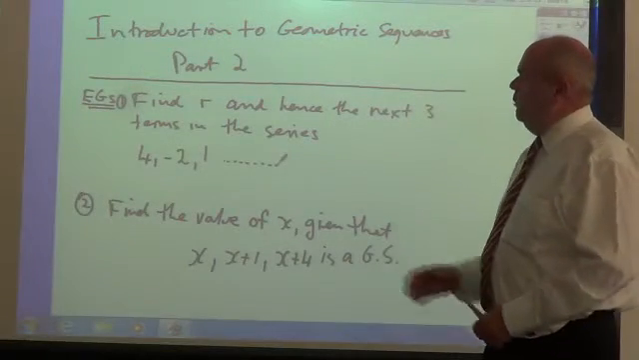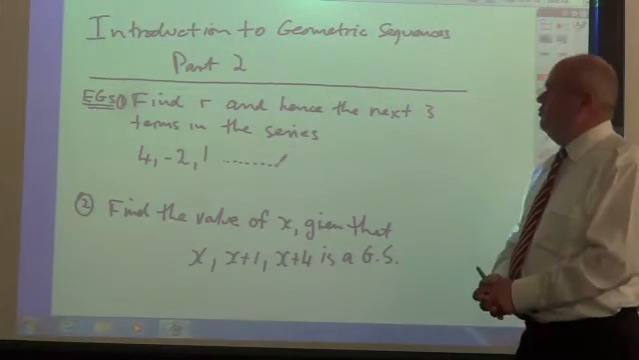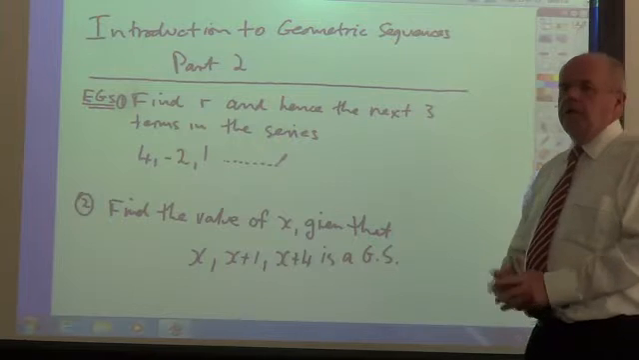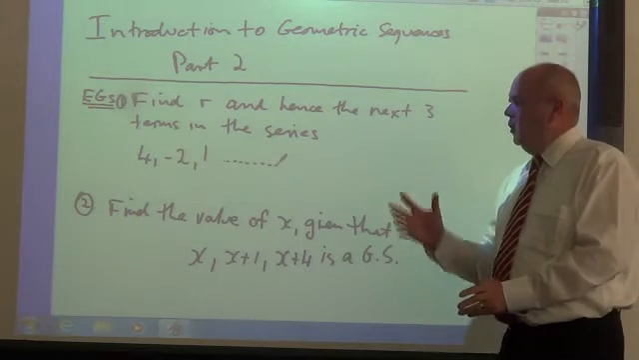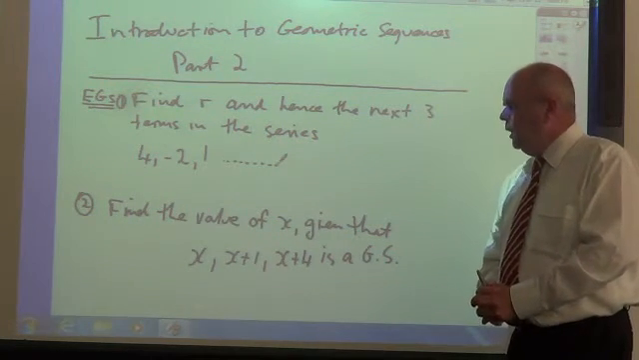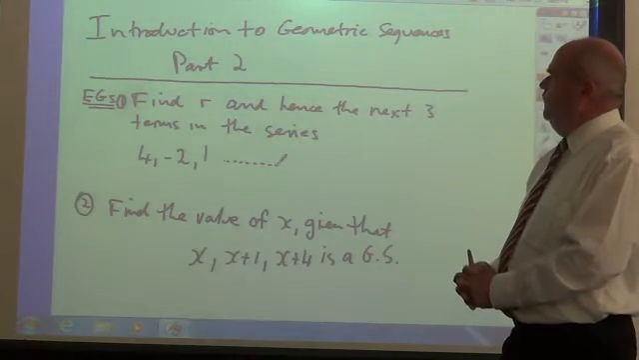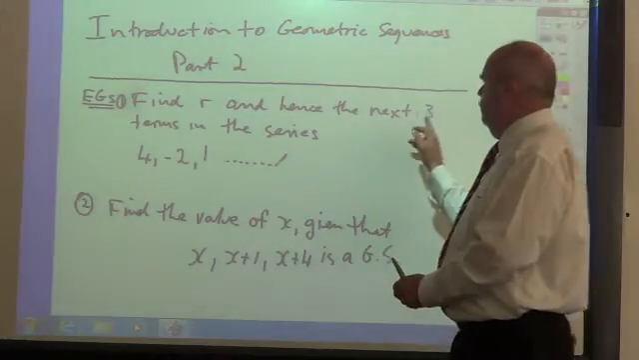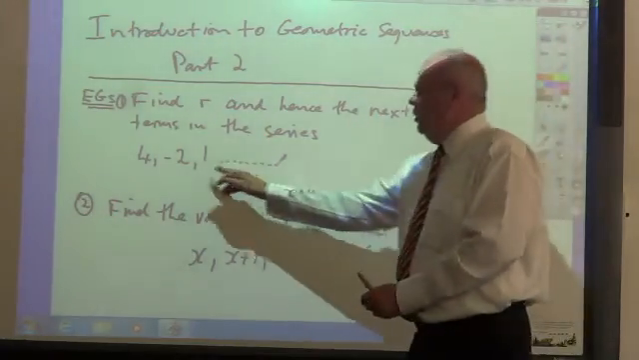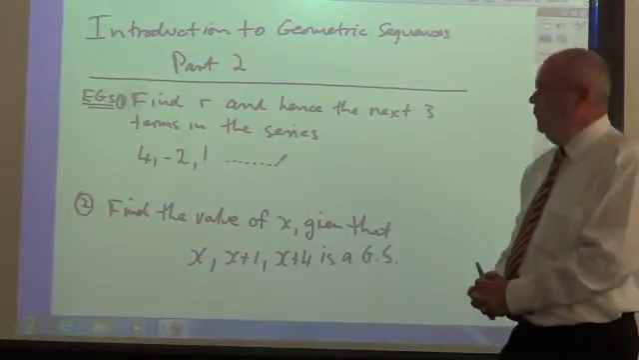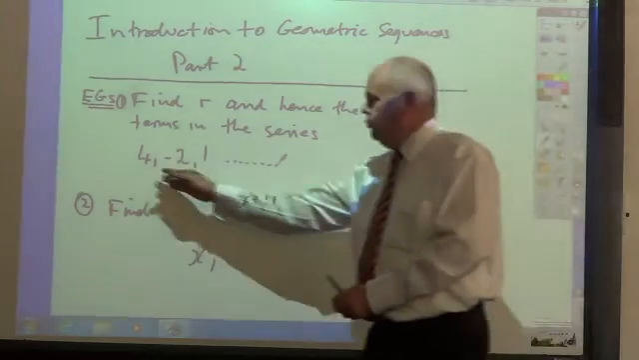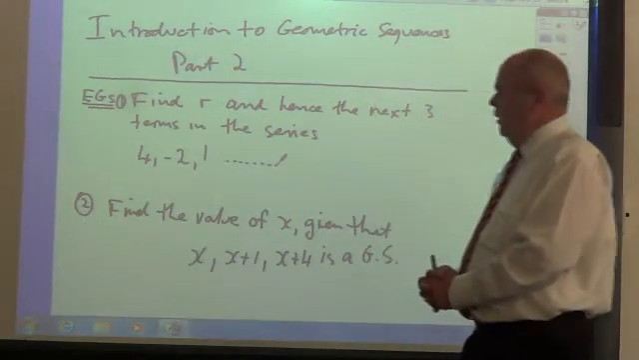So now I want to take you through a couple of basic problems on geometric sequences. All we're going to need here is to be able to understand the concept of common ratio and apply that concept to, in this case, extending the series. So we've got to find the common ratio and hence the next three terms in this series here, which might look a bit peculiar. It's an alternating series. It's alternating between positives and negatives there.